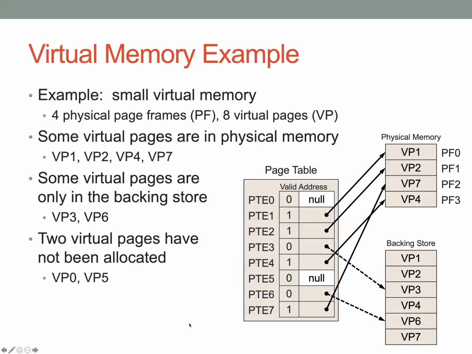So 2 virtual pages have not been allocated. You can see PTE0 is currently invalid, and also the address or whatever the value is, the OS knows this means it's unmapped, and same thing with PTE5.